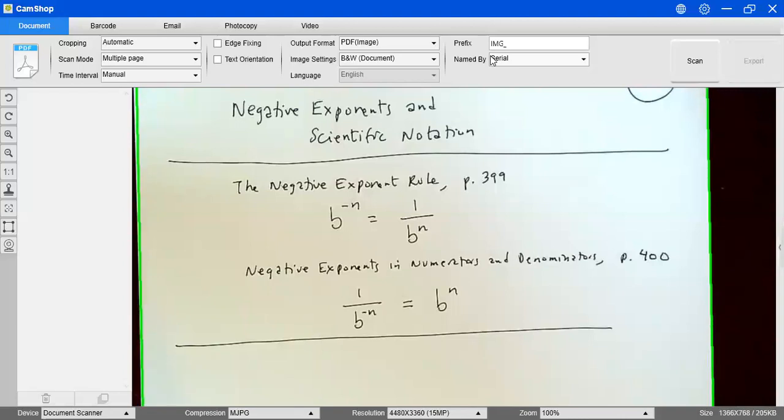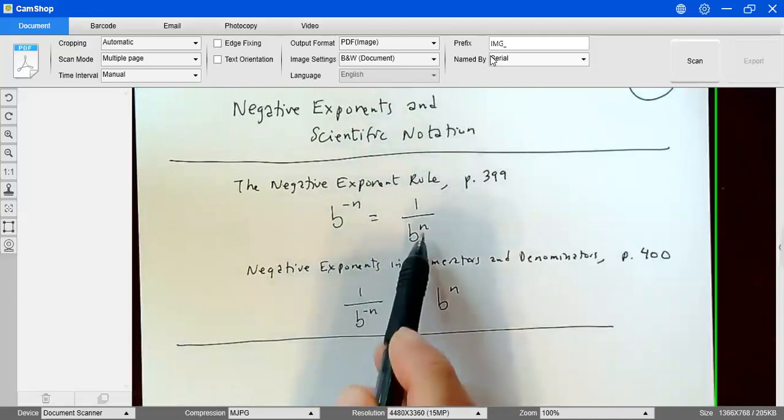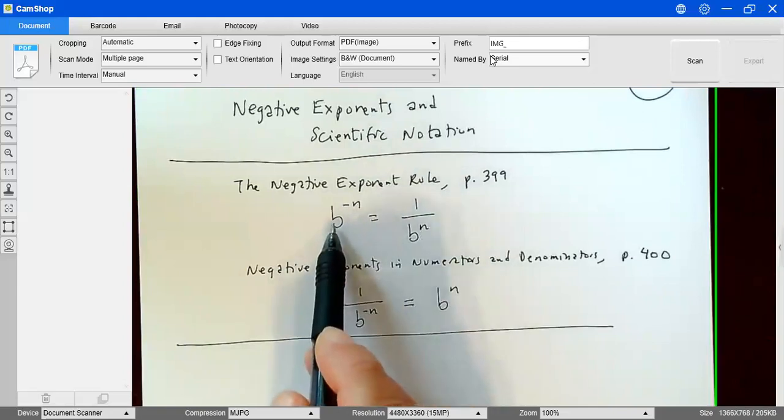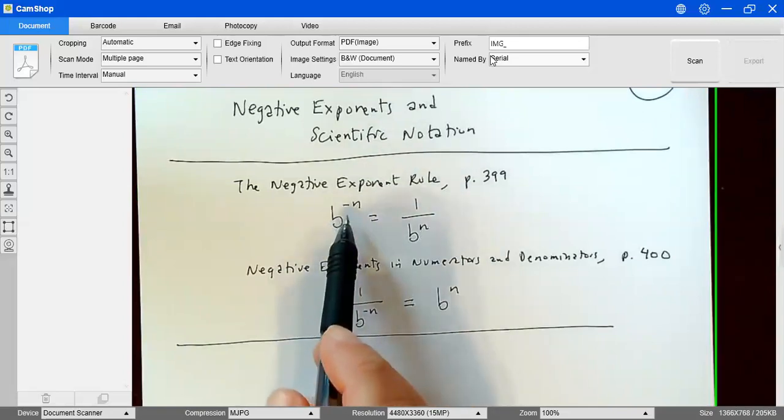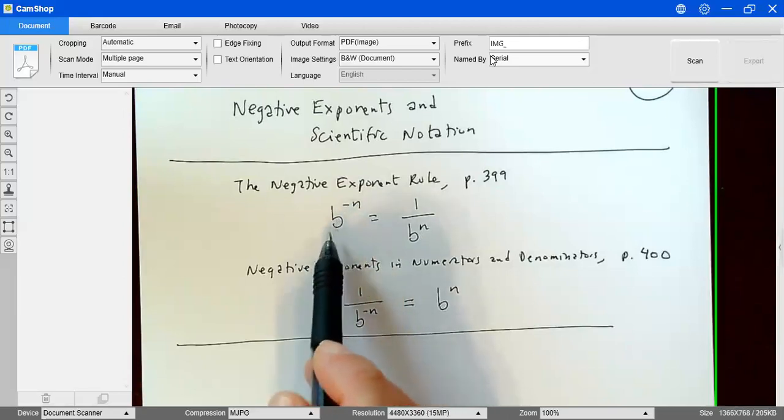So the first rule is the negative exponent rule, which is on page 399. Anytime that you have a negative exponent in the numerator, you can move that part of the expression to the denominator, and by doing that, you switch the sign. So if you have any variable with a negative exponent, and that variable is in the numerator, you don't see here that this is a fraction, but you know that you can write this as b to the negative 1 over 1.